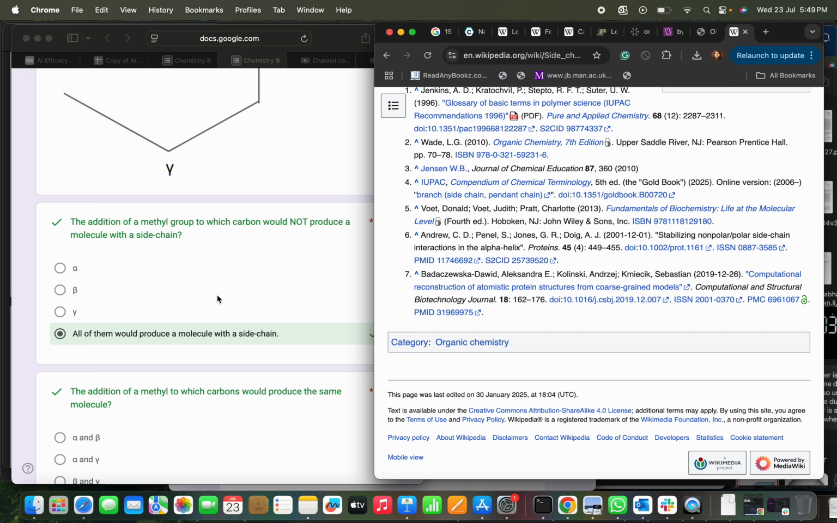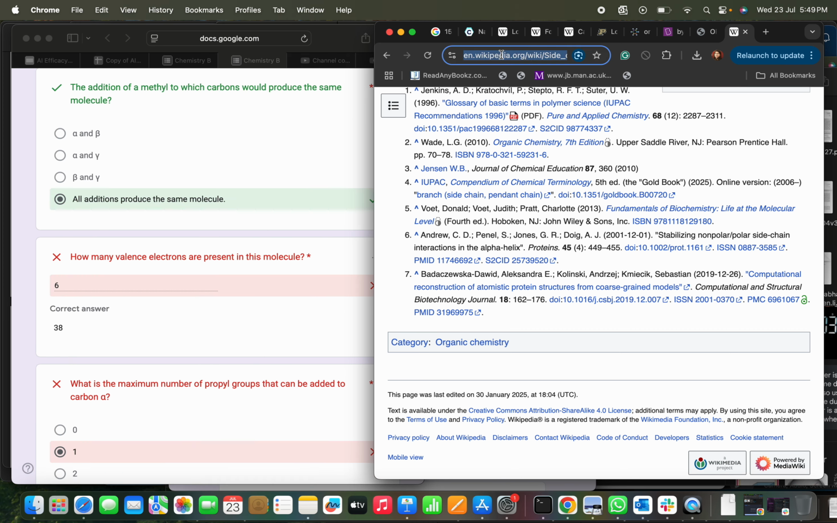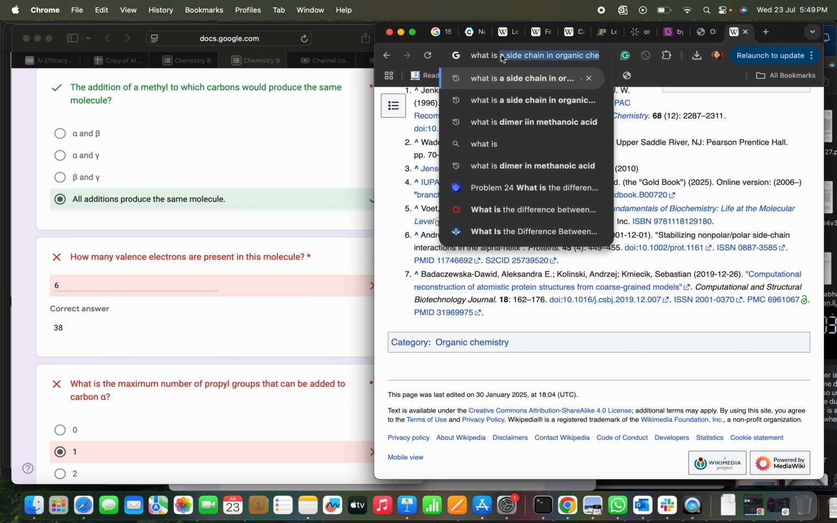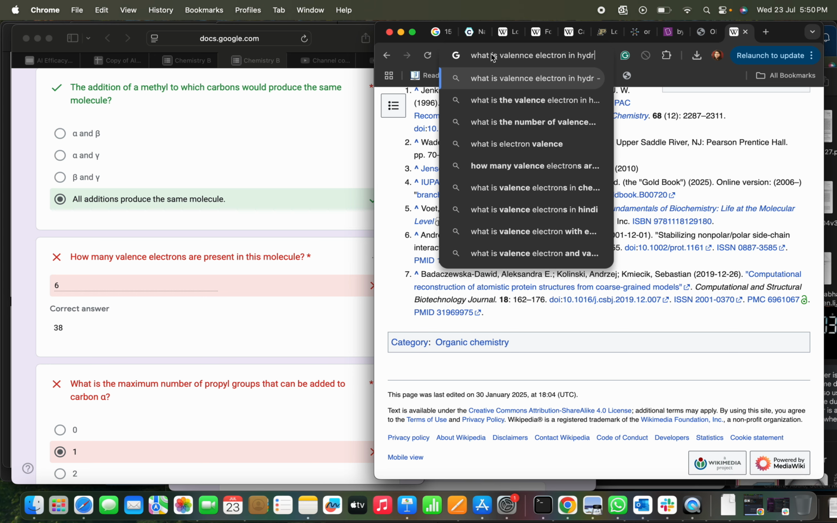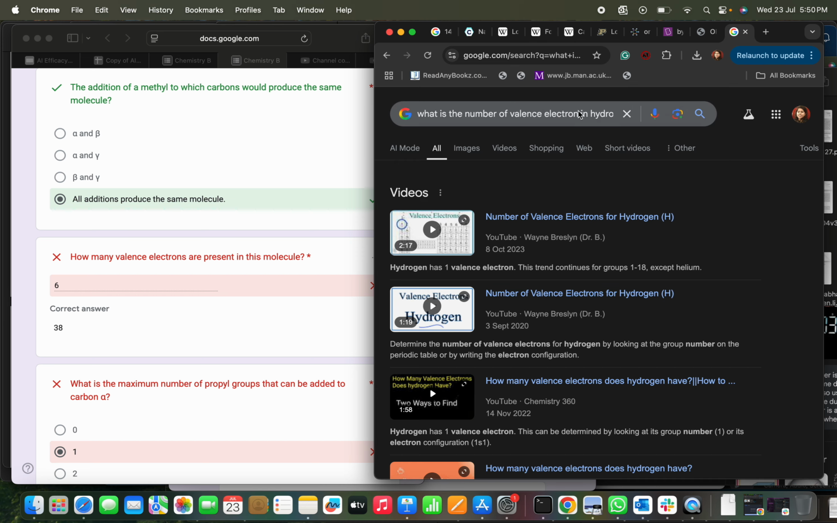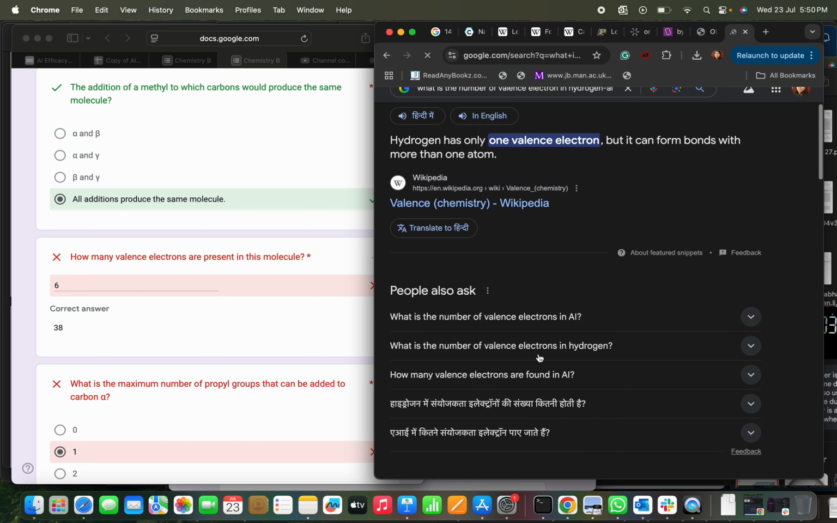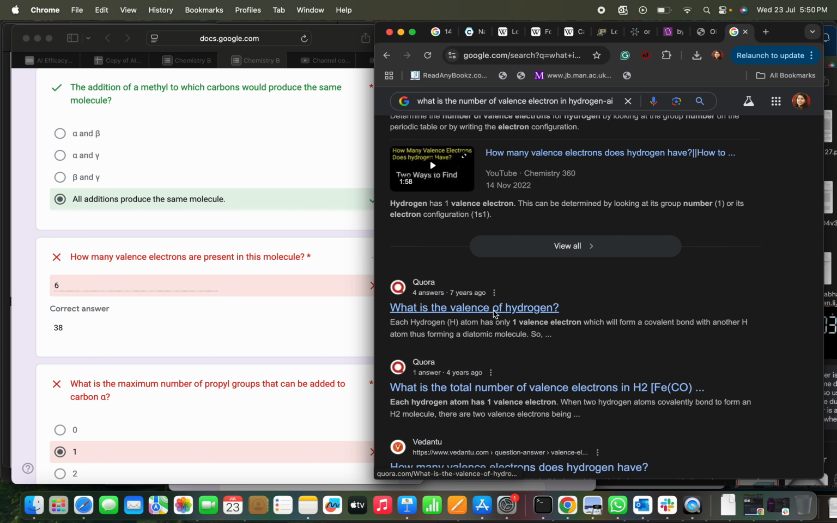Alright, so I think these. Oh, let's search what is valence electron in hetero. Sorry, I made the same mistake again. So valence electrons, it's the valence of hydrogen.